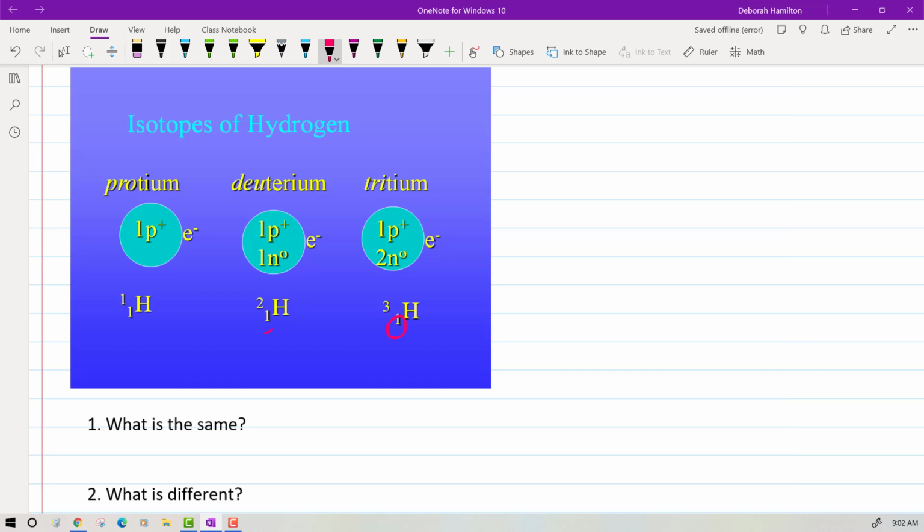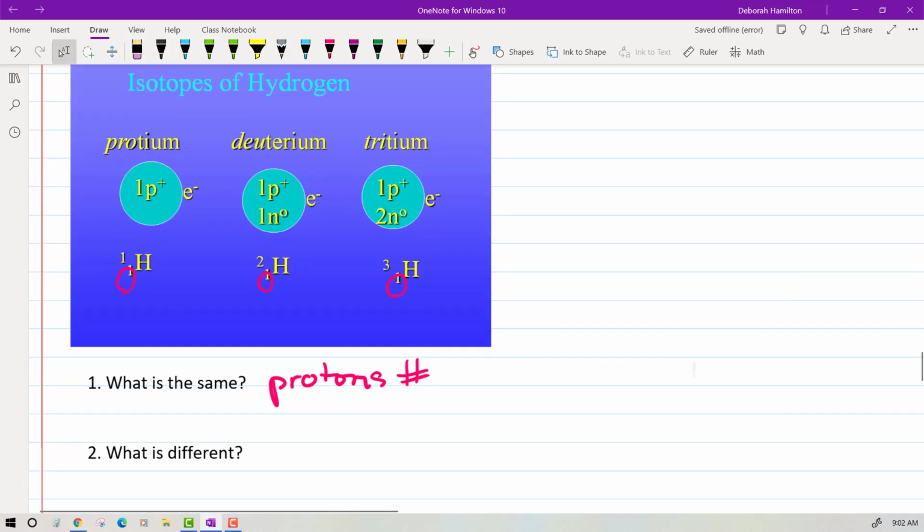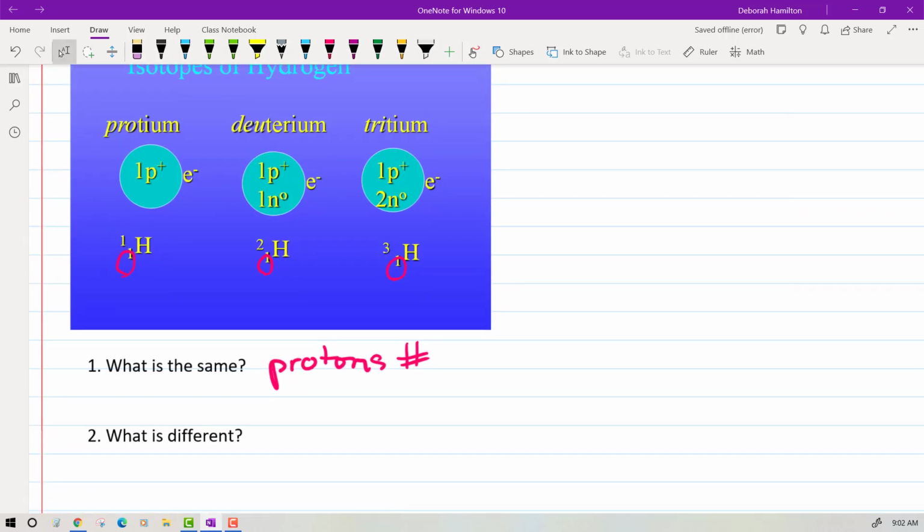All right, I hope you said proton, because that is the definition of an isotope. Okay, protons are the same number of protons. Okay, what is different? There's several things different, but what makes isotopes special is that they have varying numbers of neutrons.